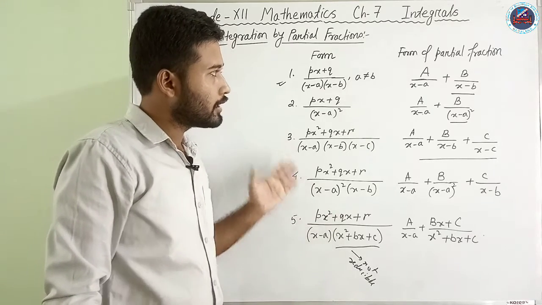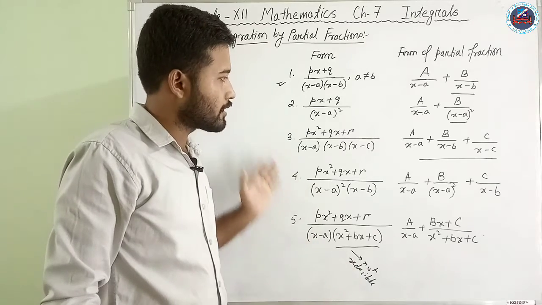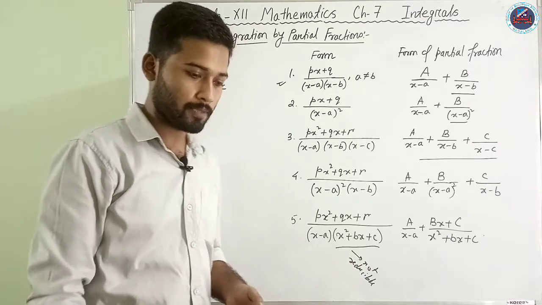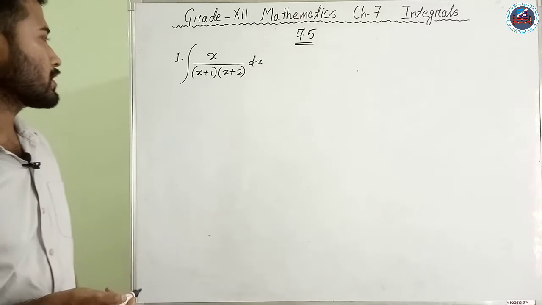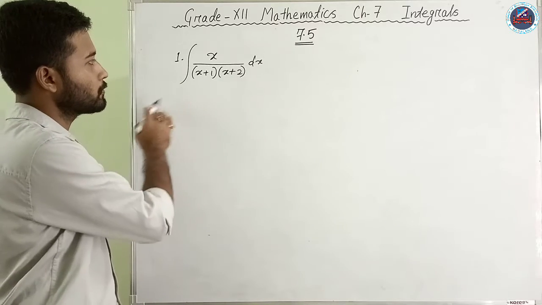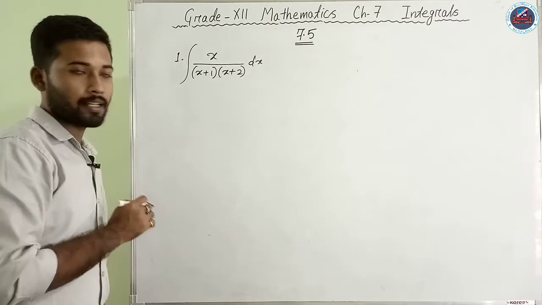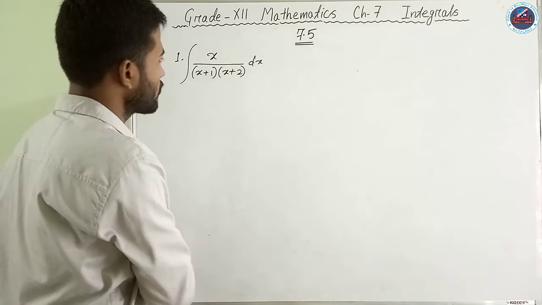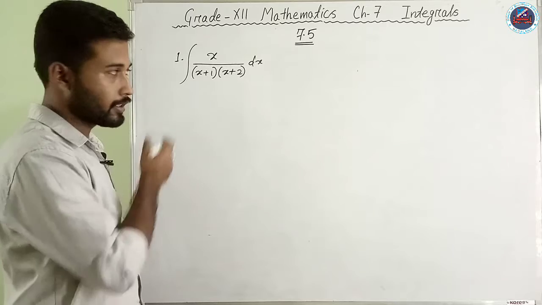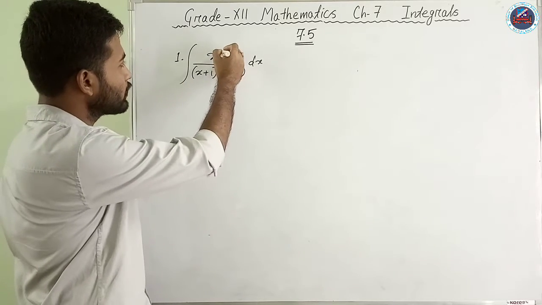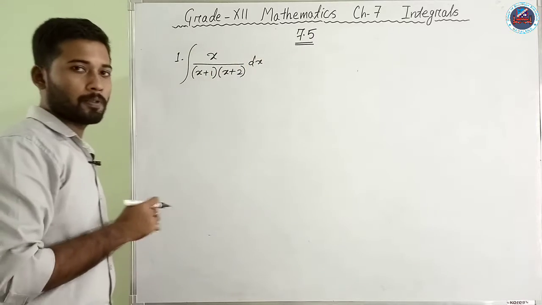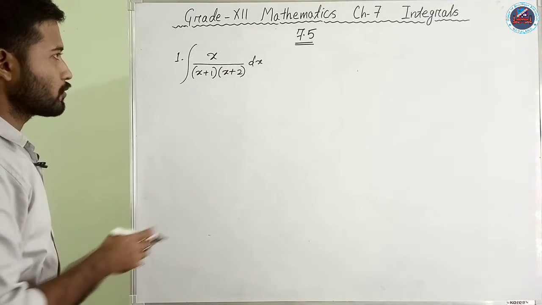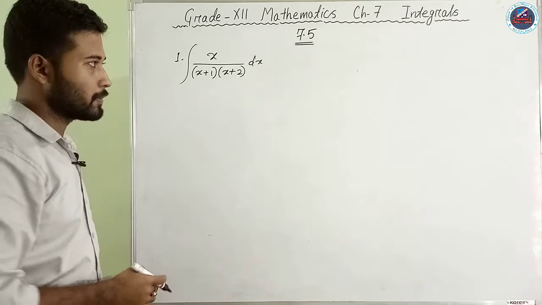To clearly understand these forms, let us see a few examples from the chapter. Let us see the first question of exercise 7.5. Here we have the integration of x divided by (x plus 1) into (x plus 2) with respect to x. So how to do it? Clearly, the degree of the numerator x is 1 and the degree of the denominator is 2. So it's a proper rational function, and we can use those 5 types that we have discussed earlier.